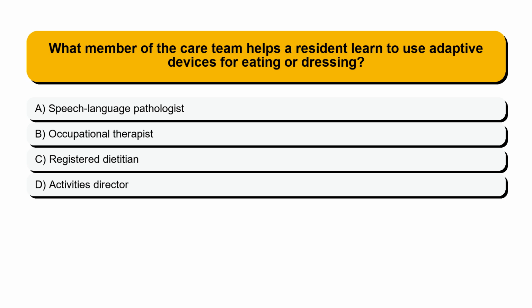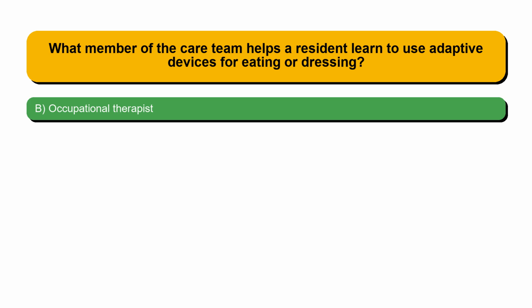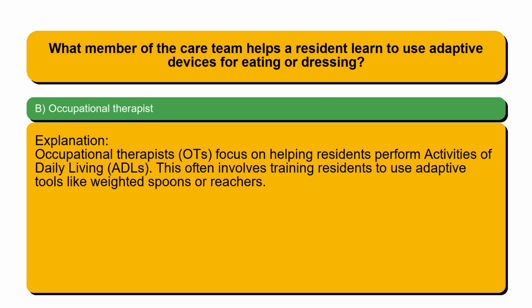Question 13. What member of the care team helps a resident learn to use adaptive devices for eating or dressing? Option A, a speech-language pathologist. Option B, occupational therapist. Option C, registered dietitian. Option D, activities director. The correct answer is option B, occupational therapist. Occupational therapists, OTs, focus on helping residents perform activities of daily living, ADLs. This often involves training residents to use adaptive tools like weighted spoons or reachers.